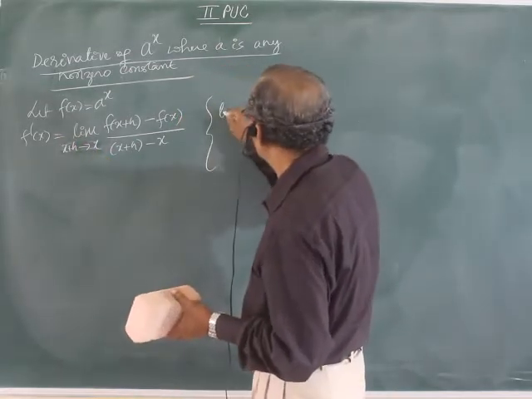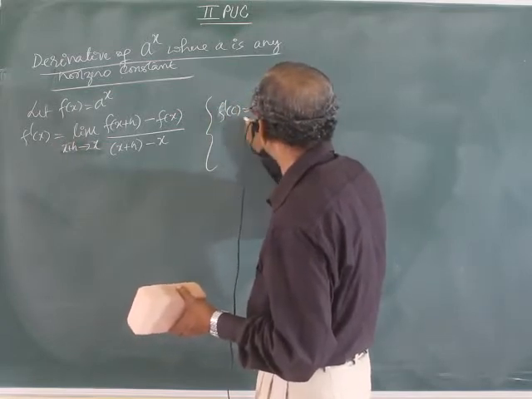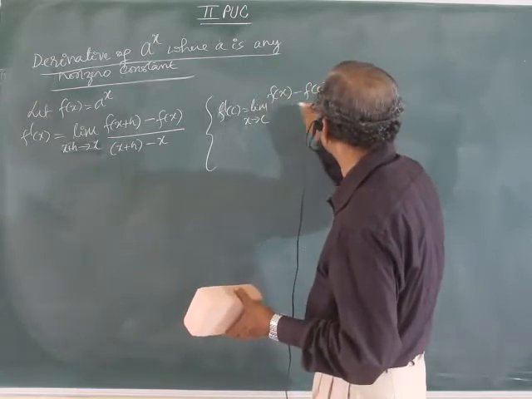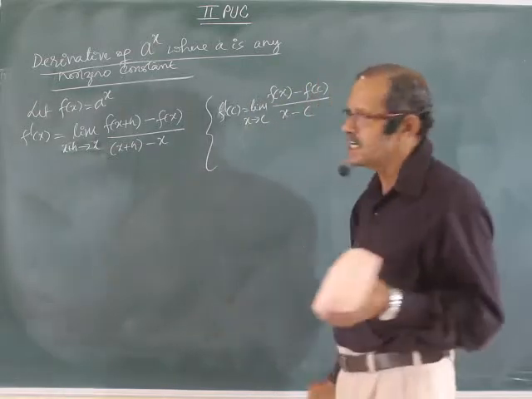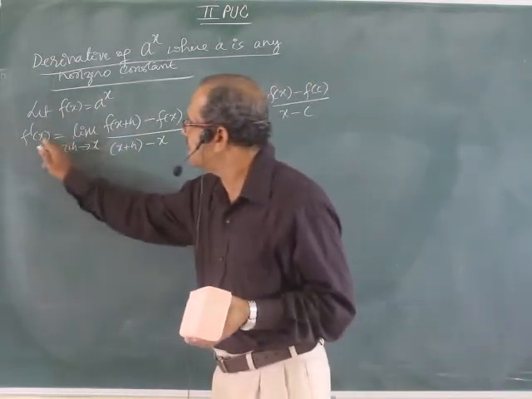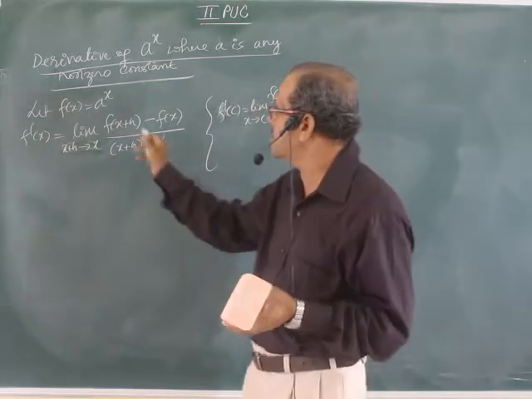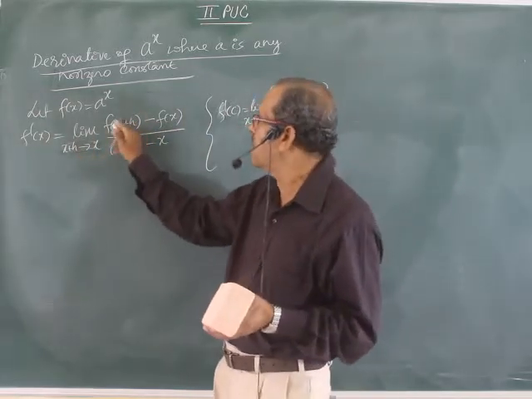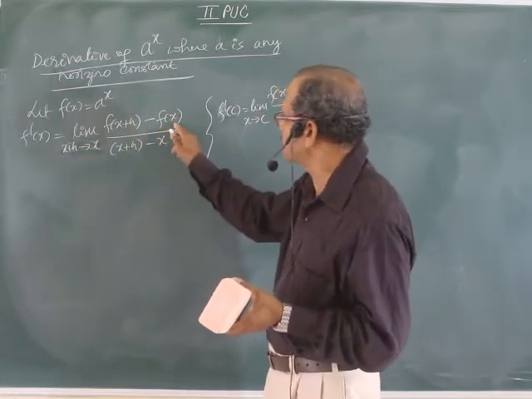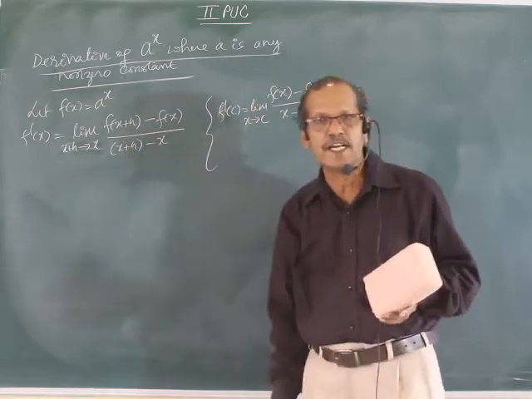Definition: f dash of c equals limit x tending to c, f of x minus f of c by x minus c. Correct, no? Here c itself is x. x is very close to c, or x plus h I have taken, minus f of c is x. x plus h minus x. Same definition, same one is written here.